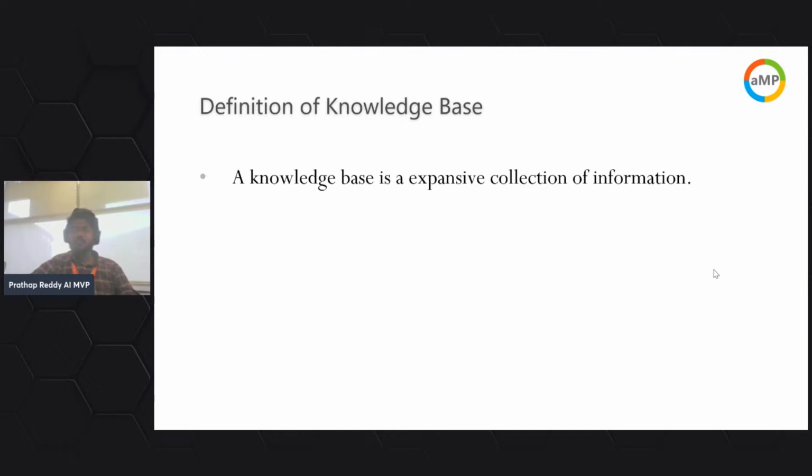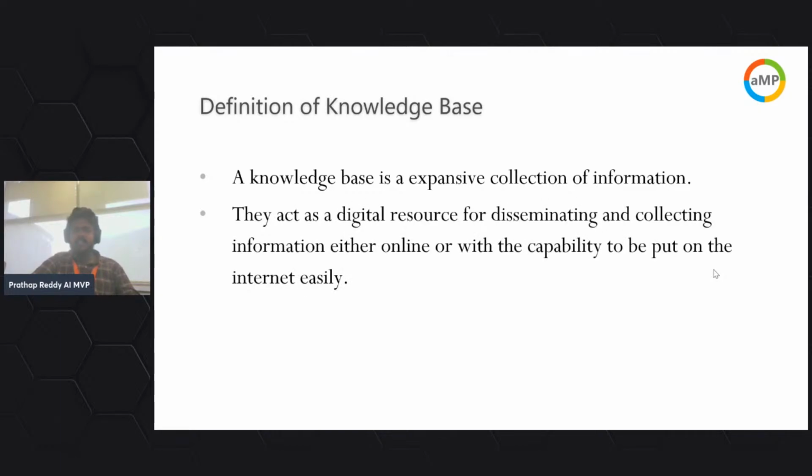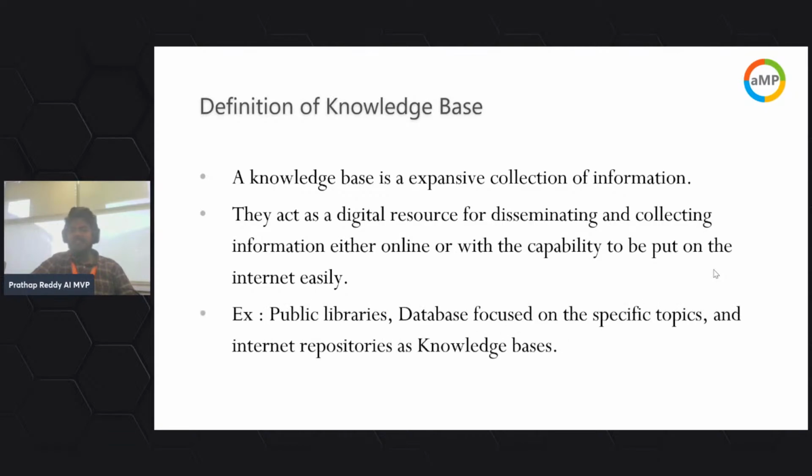We can call it a knowledge base, and it can be in different forms of data, like Excel type and different extensions like PDF format and Word format. And it acts as a digital resource for disseminating and collecting information, either online or with the capability to be put onto the internet easily. So these are some definitions of a KB, and we can simply say it in general terms. We can get knowledge bases from libraries, databases focused on specific topics, and internet repositories. These are some common examples of knowledge bases. But there are different types of knowledge bases, and we need to integrate them for different purposes. Okay. Now we can go for the demo.